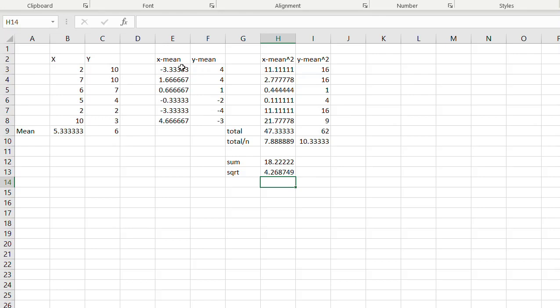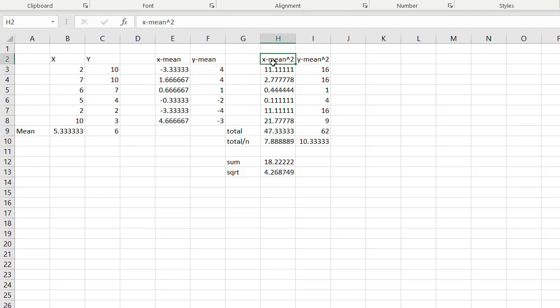These two columns right here represent that first piece of the equation where we took whatever the x was for that coordinate and subtracted the mean, right? So this is x minus mean. This cell right here, for example, is 2 minus 5.3. This cell right here would be 10 minus 6. So that's all this is doing here. This is taking whatever the x coordinate is and subtracting the mean. Okay, that's all that these two columns are doing.